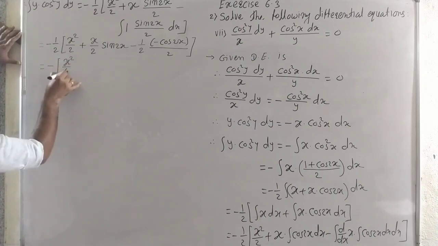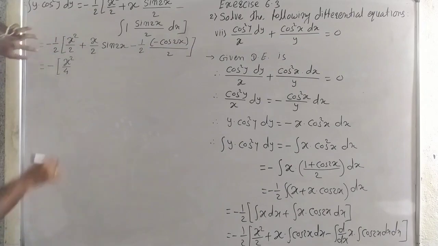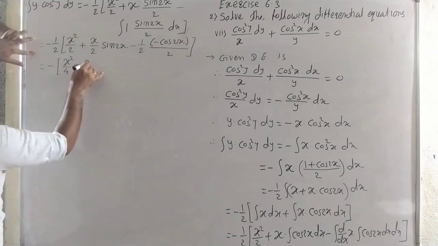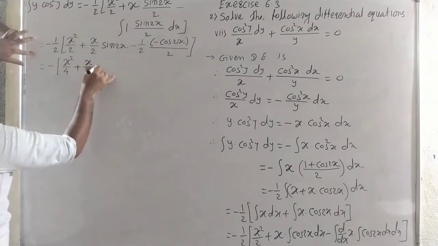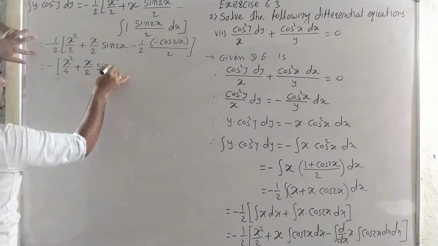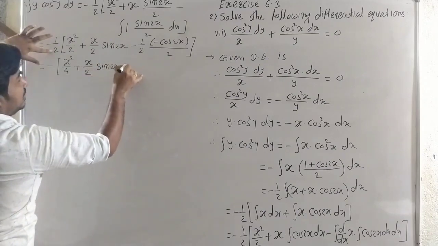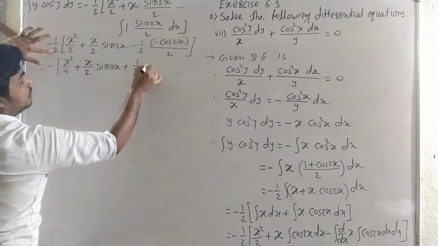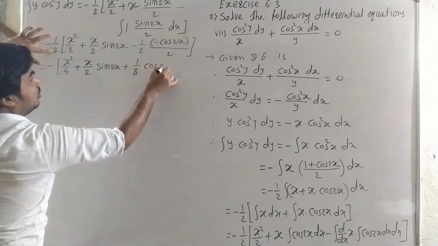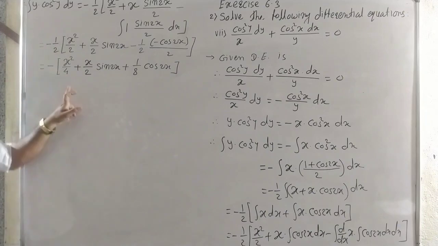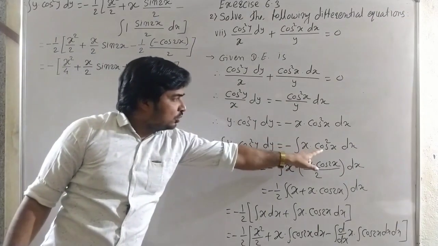We can write x square by 4, taking this 1 by 2 as the multiplier, plus x by 2 sin 2x, and this 2 to 4, it is a plus 1 by 8 cos 2x. It is the integral of this x into cos square x.